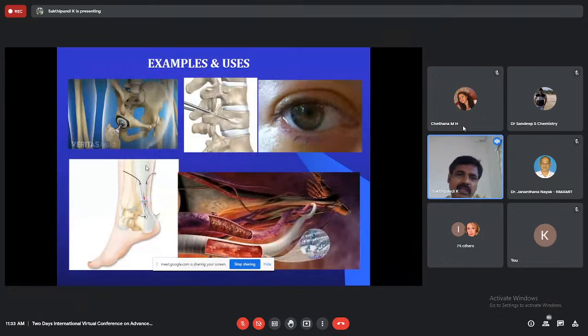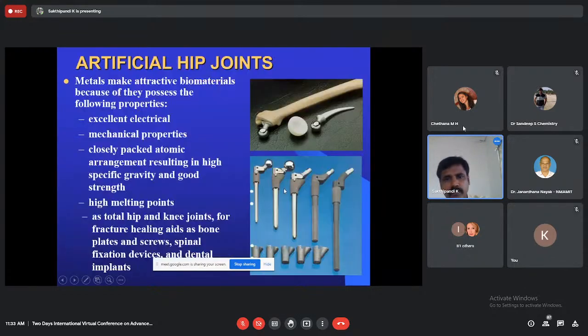So these are some of the examples of biomaterials. If the hip is broken, they will put an artificial hip here. If you put something in a leg, the scratch can be removed. So these are some of the biomaterials. They have excellent electrical and mechanical properties, and a high melting point. They have a higher mechanical strength compared to our bone.